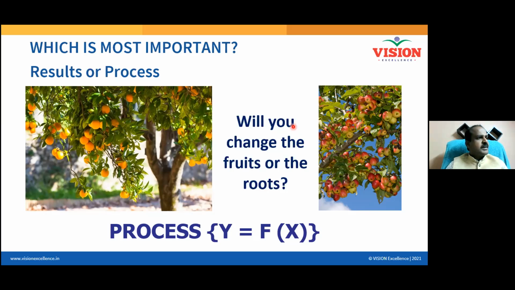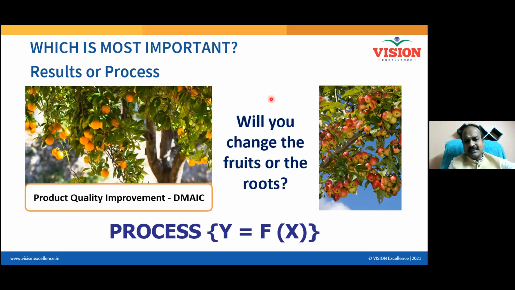Sometimes in your company, you may have problems with your existing products. For example, your oranges are not selling properly in the market. Why is it not selling properly? Because the quality is not up to the mark. Your market is a slow market. That means you need to improve the quality of your existing products, and Six Sigma gives a methodology called DMAIC: define, measure, analyze, improve, and control. Use this methodology to improve the quality of your existing products.